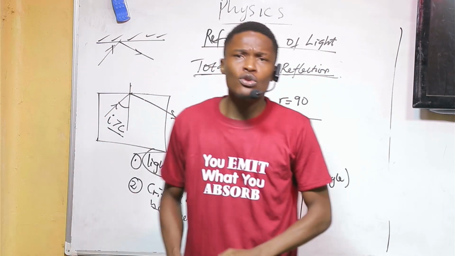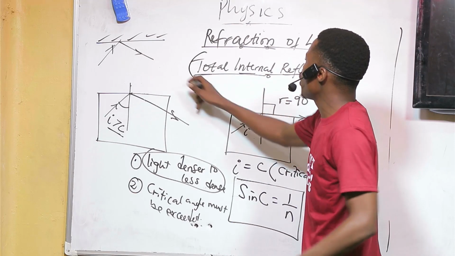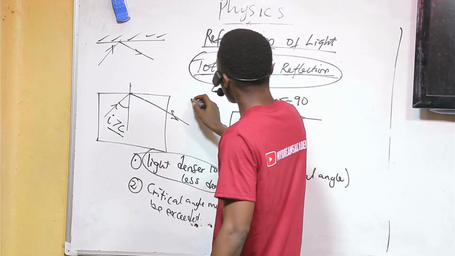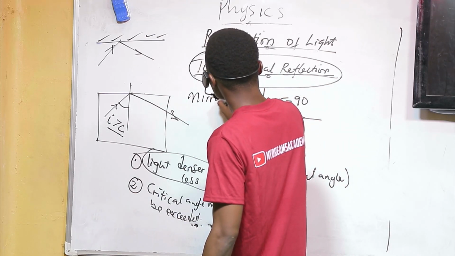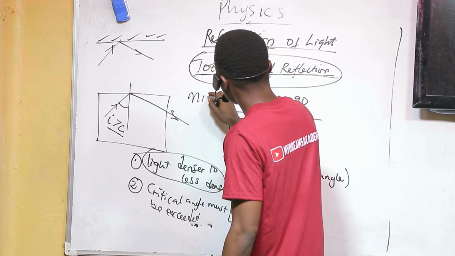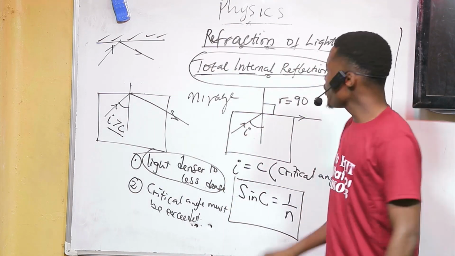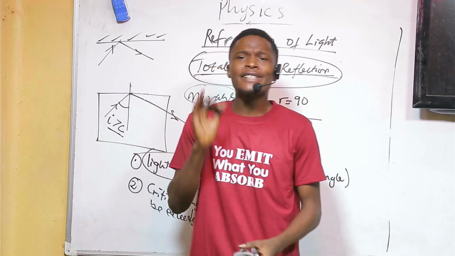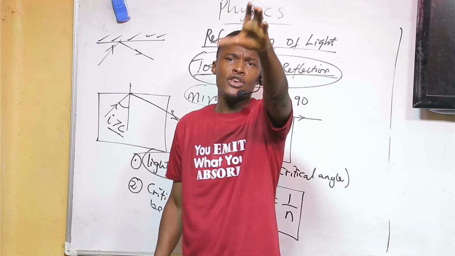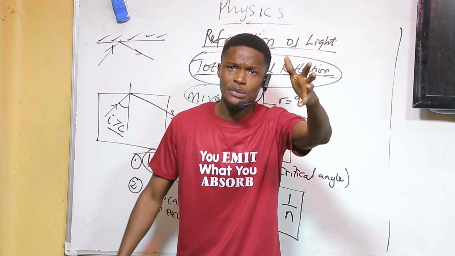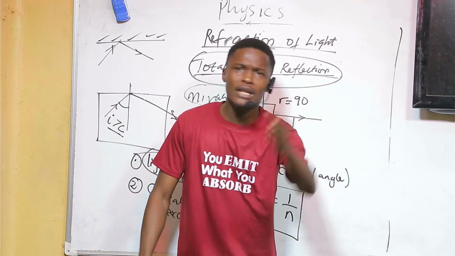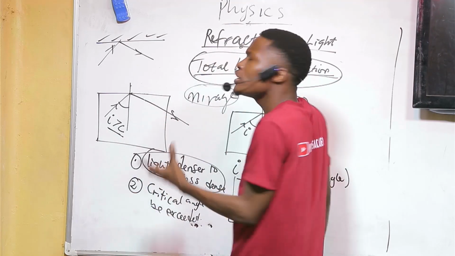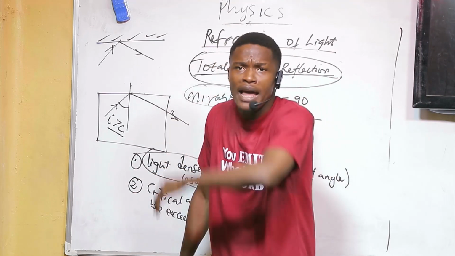And if you observe, because of this phenomenon of total internal reflection, we can use it to explain the formation of what we call mirage. A mirage is an optical illusion. When I say optical illusion, what do I mean? Something where your eye is telling you that something is there, but it is not there. More like seeing a ghost. We know that ghosts don't exist in physics, but it is similar to that.